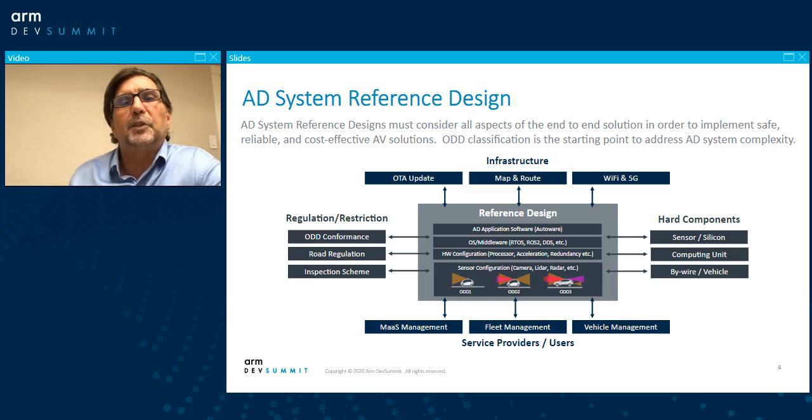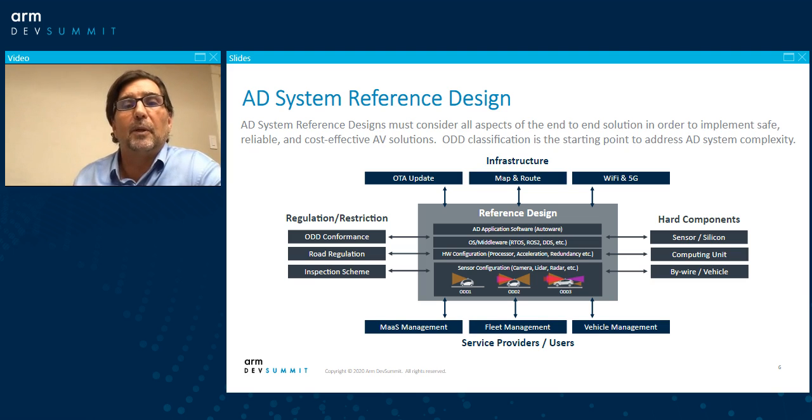The way we approach this is we look at the end-to-end AD system in the context of a reference design. The reference design, of course, will include the autonomous vehicle, which will include all of the hardware, sensors, middleware and software application that has to go into the vehicle. But of course, a reference design will consider all of the additional components from an end-to-end perspective that need to be integrated in order for this system to operate efficiently and safely.